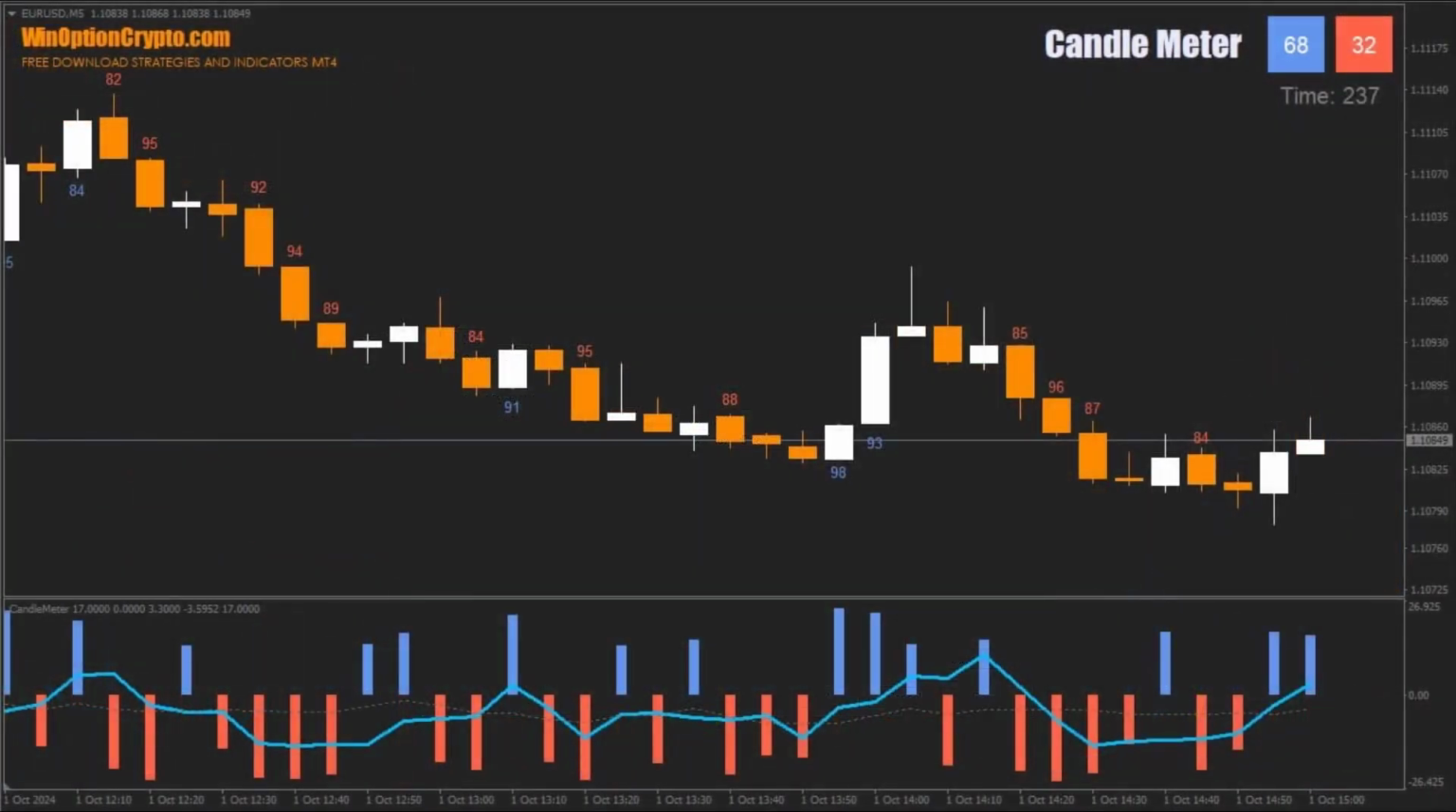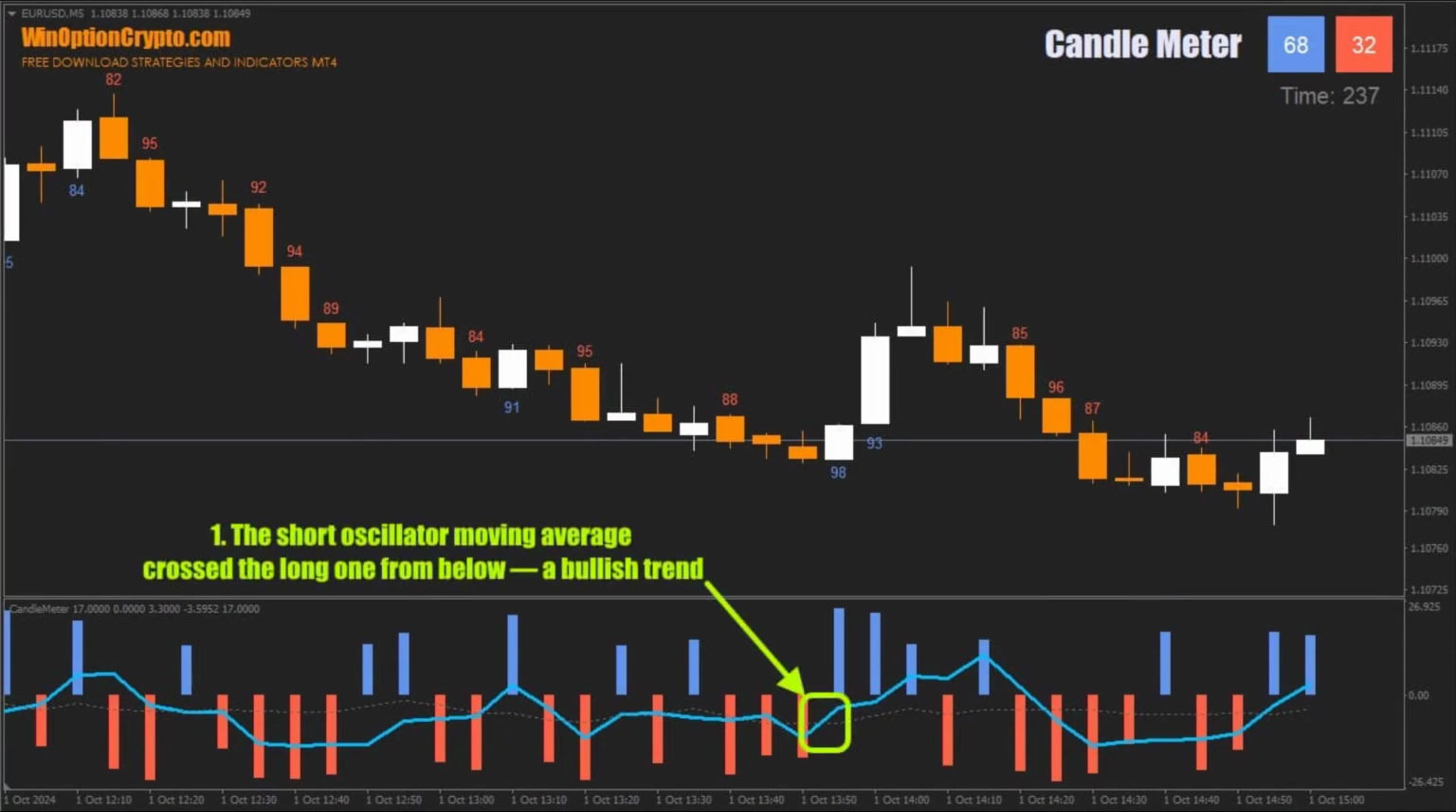To buy call options, you need to: 1. Make sure there is a bullish trend. The short moving average of the oscillator crossed the long one from the bottom up. 2. A number greater than or equal to 80 appeared under the last closed candle. 3. At the opening of a new candle, we buy a call option.